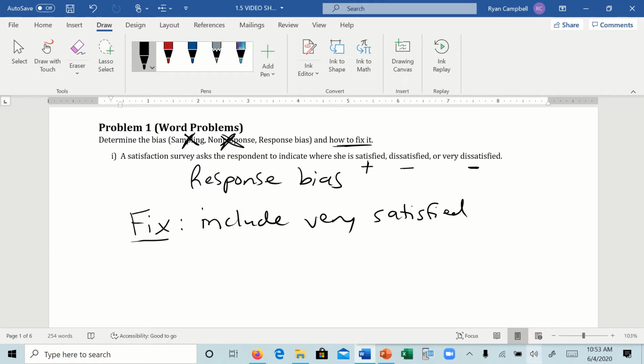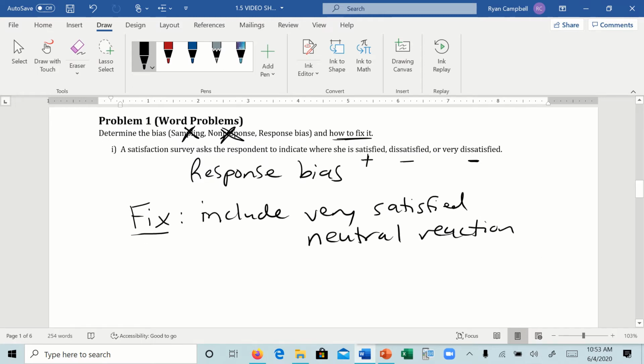And some students also notice that there's no option for a neutral thing. So maybe also include a neutral reaction, like an indifferent or don't care or something like that. Yeah, that would be way more unbiased.